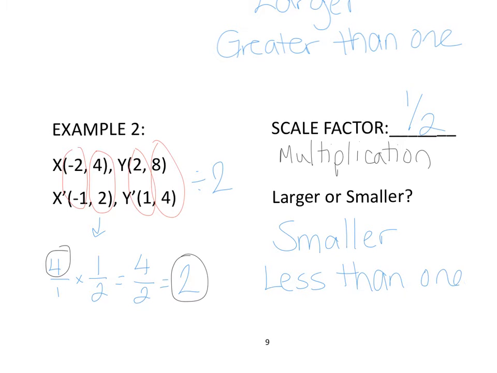And when we say greater than or less than 1, you're looking at the scale factor. So just to review, scale factor must be multiplication. If the scale factor is larger than 1, then the figure is going to be larger. And if the scale factor is less than 1, it's going to be smaller. The reason it's not 1 is because if we multiply by 1, you're going to get the same figure again.